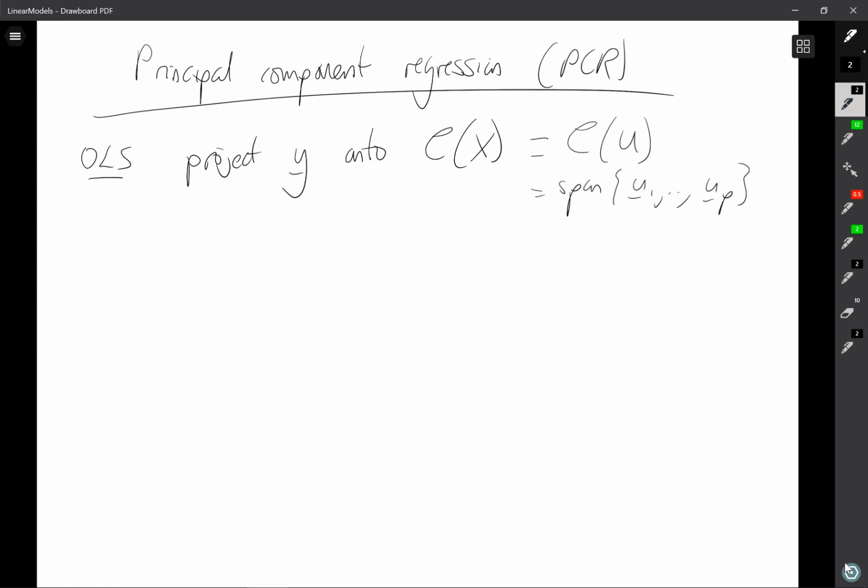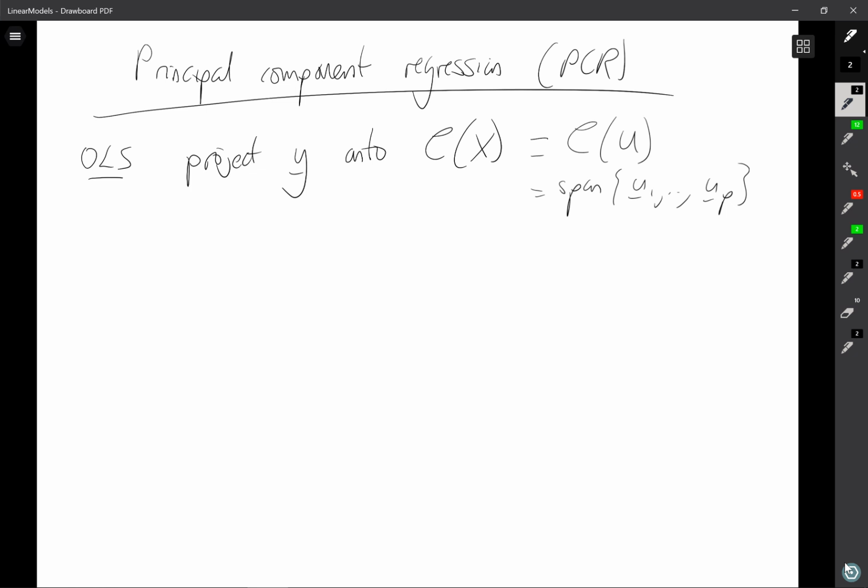So in this video we're going to discuss a method called Principal Component Regression, PCR. So we've seen ordinary least squares so far, and in ordinary least squares we derive the estimator of our parameter beta, and we said that what is happening under the hood, if you like, is that we're projecting our data y onto the column space of X. Or equivalently, we can think about that as projecting onto the column space of U, the matrix of left singular vectors, or onto the span of the left singular vectors U1 to Up.